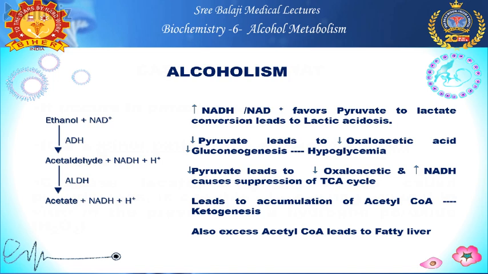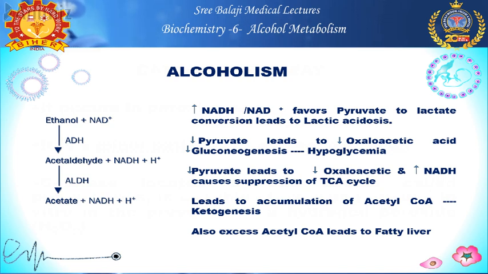So altogether, in alcohol metabolism, ethanol will be converted to acetate with the production of 2 NADH. So that increases the NADH-NAD ratio. That favors the conversion of pyruvate to lactate, which leads to lactic acidosis. This is the last step of glycolysis. So the pyruvate reserve will go down. Decreased levels of pyruvate will lead to decreased oxaloacetate. So there are no substrates for gluconeogenesis. So gluconeogenesis also will slow down.